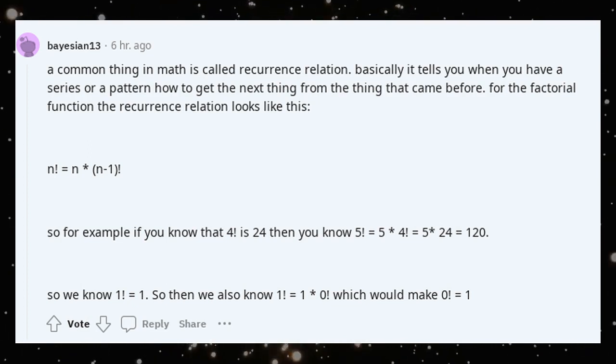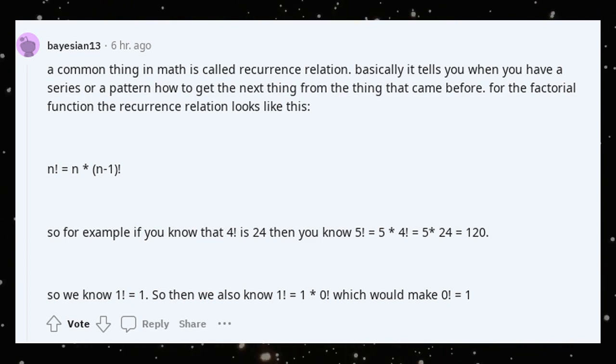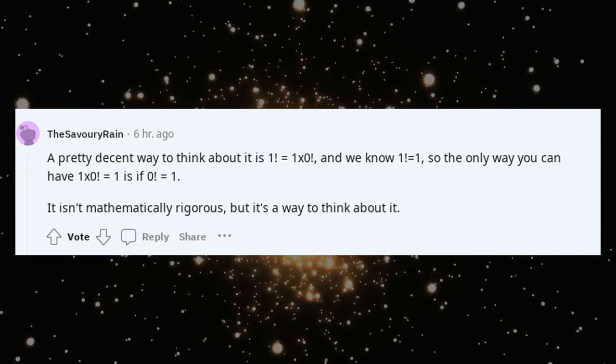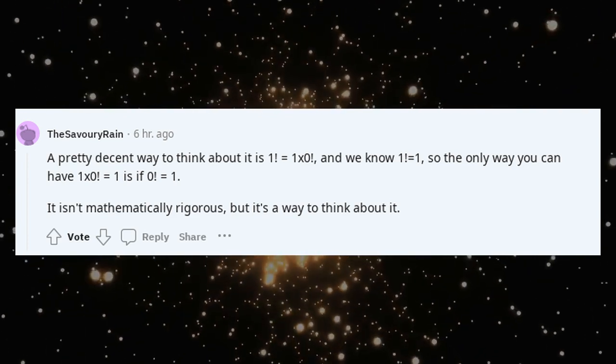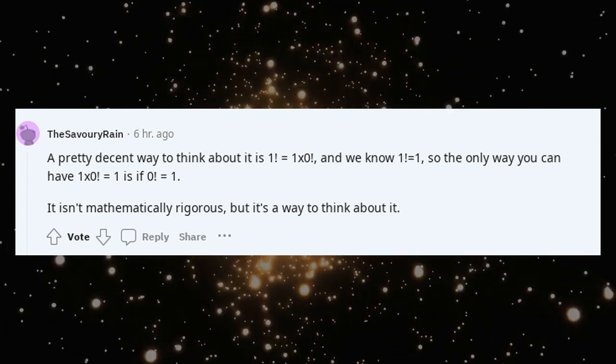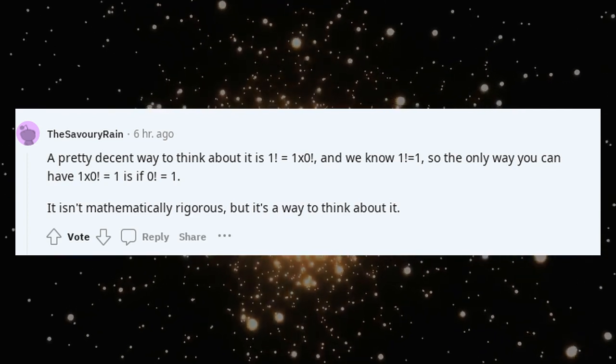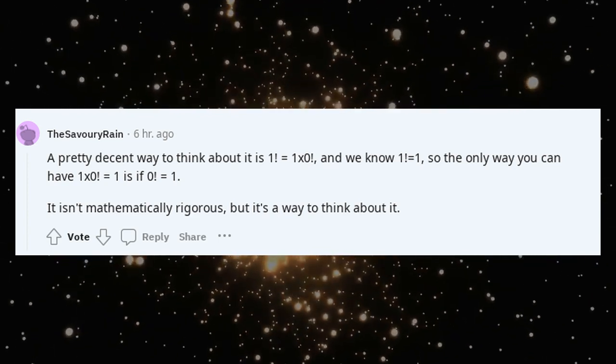So we know 1! = 1. So then we also know 1! = 1 × 0!, which would make 0! = 1. A pretty decent way to think about it is 1! divided by 0!, and we know 1! = 1. So the only way you can have 1 divided by 0! equal 1 is if 0! = 1. It isn't mathematically rigorous, but it's a way to think about it.